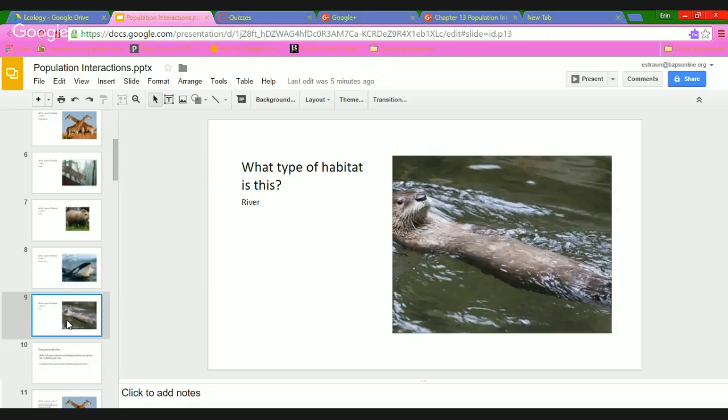This is a river otter. River otters live all over the United States. They are pretty common here in Oklahoma as well. And they, of course, live with lots of other organisms. They share that river. They share it with turtles and fish and snakes and birds, other mammals like raccoons, of course. So he definitely is able to share his habitat.